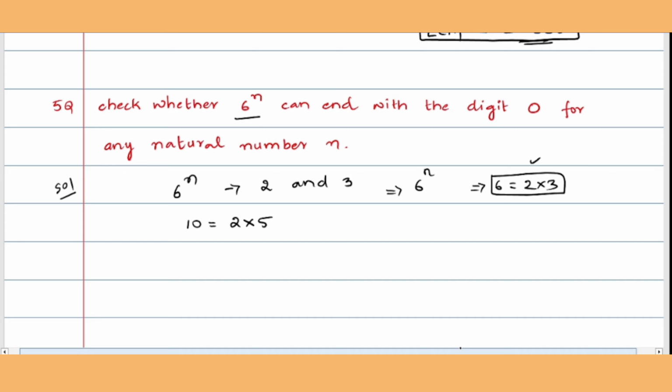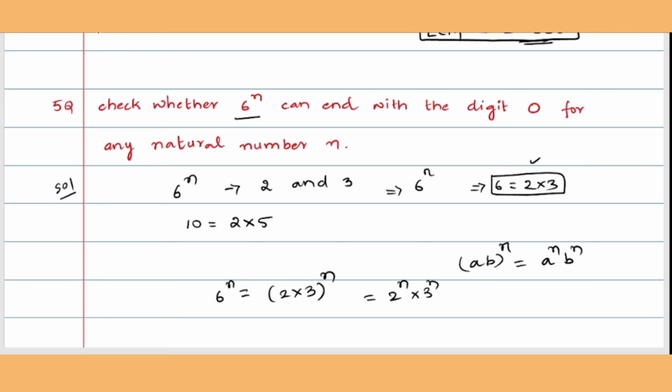No problem with 2's. For 6 power n, as the value of 6 is 2 multiplied by 3, we have (2 × 3) power n. Now we have a formula that (AB) power n equals A power n times B power n. Similarly, we can write this as 2 power n multiplied by 3 power n. But where is the 5? There is no factor of 5 in 6.